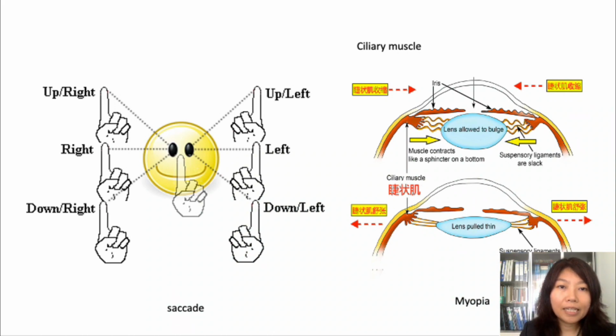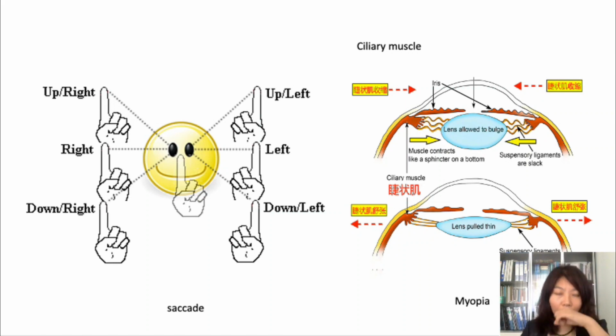And about these ciliary muscles, we can see that nowadays the prevalence of myopia is increasing. I don't know how the situation is in Colombia, but in China the prevalence is increasing dramatically. One reason is that nowadays we use our eyes too much, and especially we fixate on something very near to our eyes, and this causes the overload of our ciliary muscles.